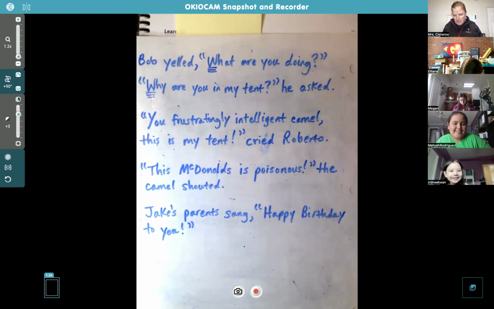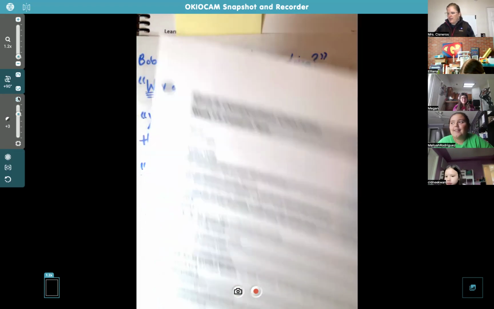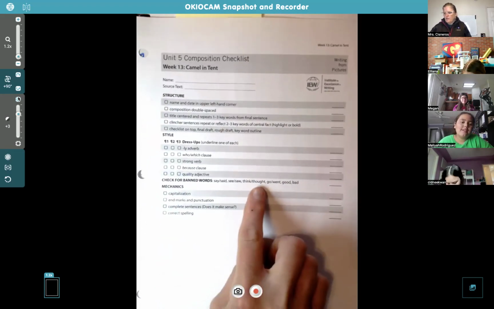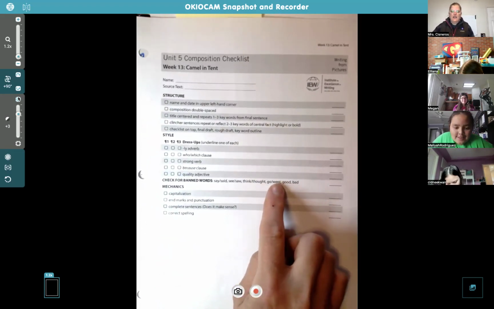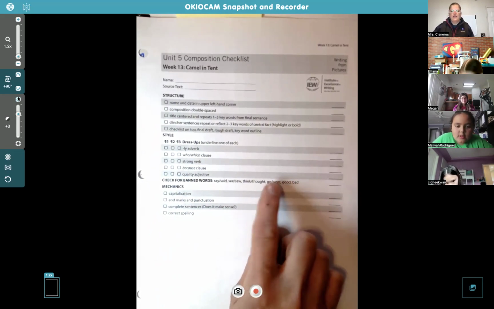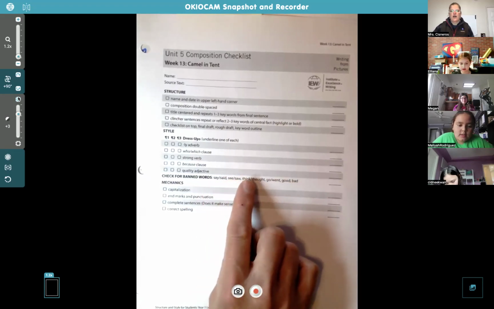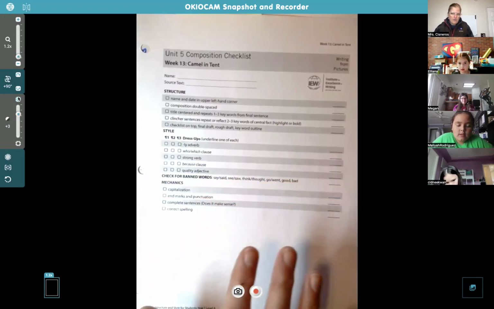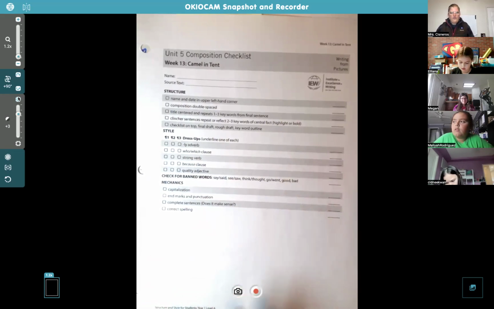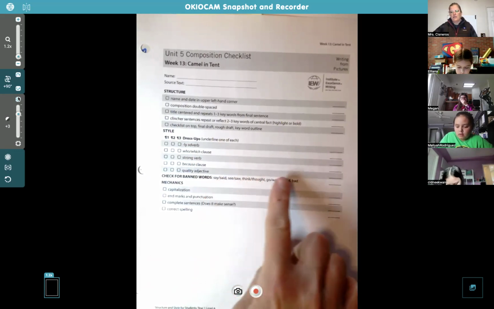By the way, let's look at the checklist really quick because some of you used went a lot in your story. Make sure you don't use go or went, good or bad, any of these words. Say, said, see, saw, think, thought. Watch out for those banned words because if I find them, I'm going to take points off of your paper. Sometimes I do that, but I'll give you a chance to fix it and then turn it back in for a better score. So make sure you don't use any of these.